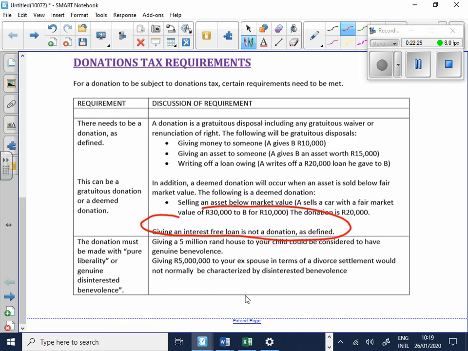Husband looks at his ex-wife and says, you're a really irritating human being. How much money can I give you for you never to speak to me again? And she said, 5 million rand. And he wrote her out a check for 5 million rand and gave it to her. And SARS took him to court. They said, you need to pay donations tax on the 5 million rand donation.